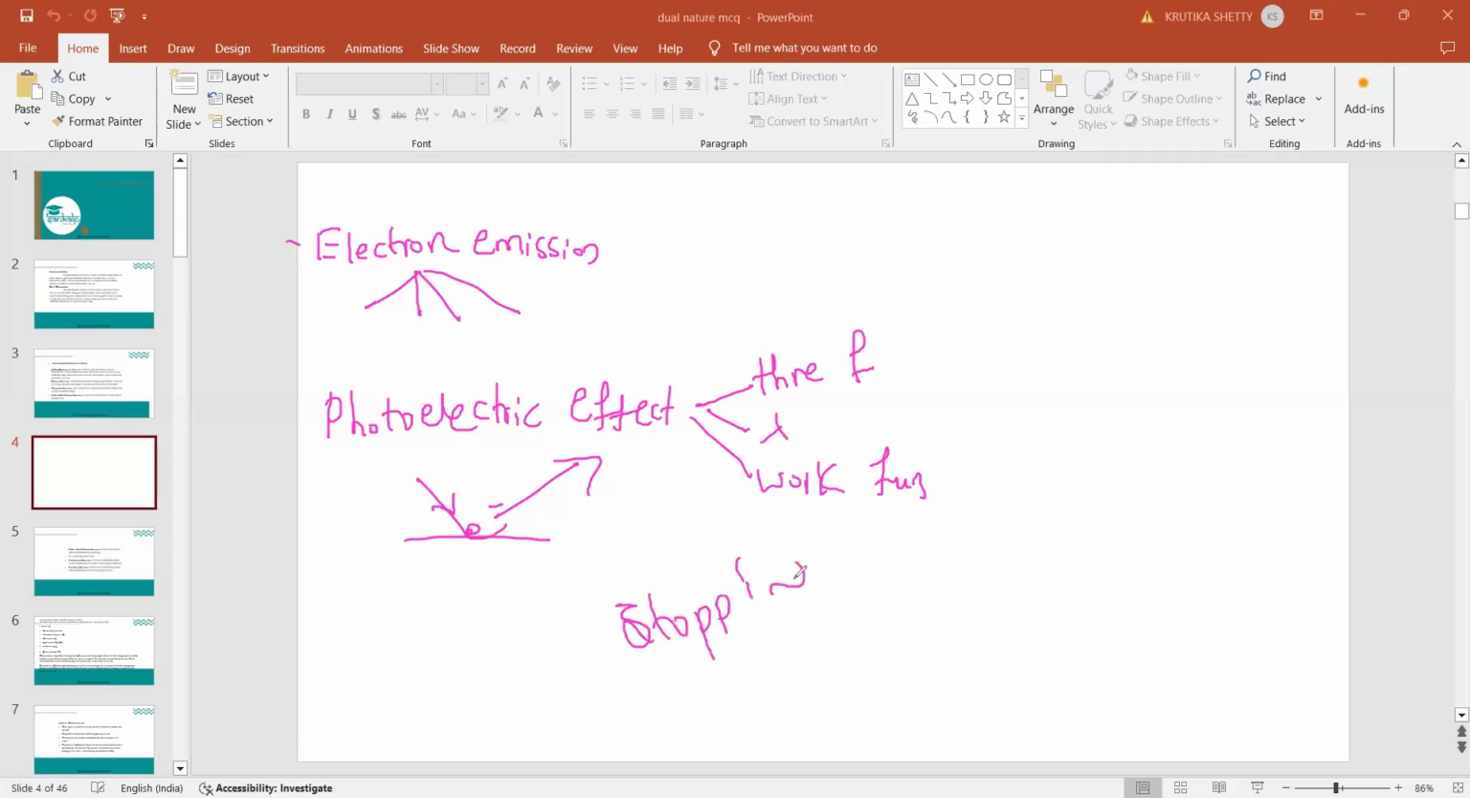So stopping potential, it is the some negative potential for which the photoelectric current becomes zero, we say. That is called as the stopping potential.